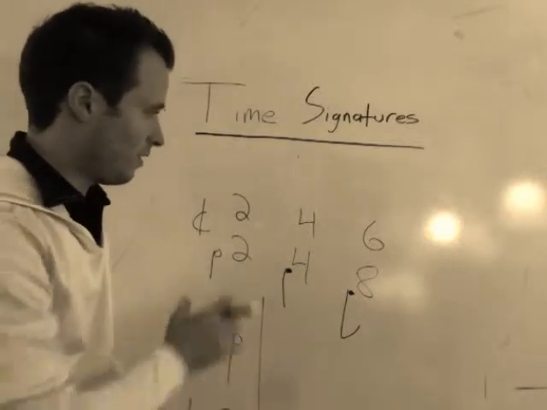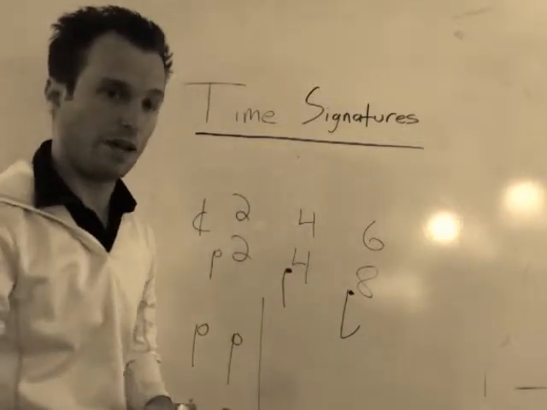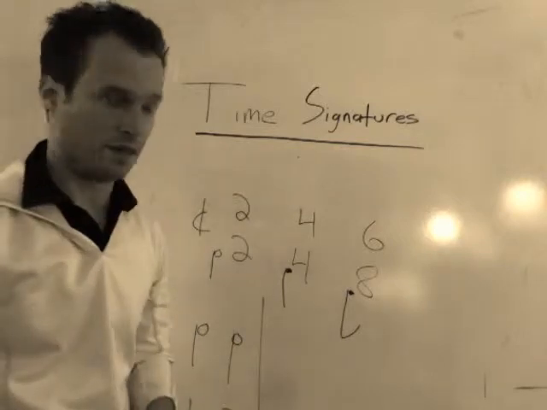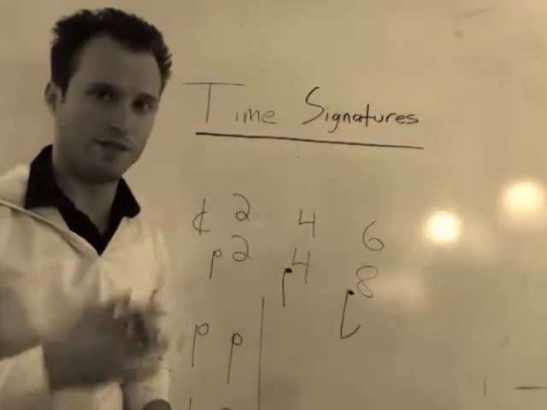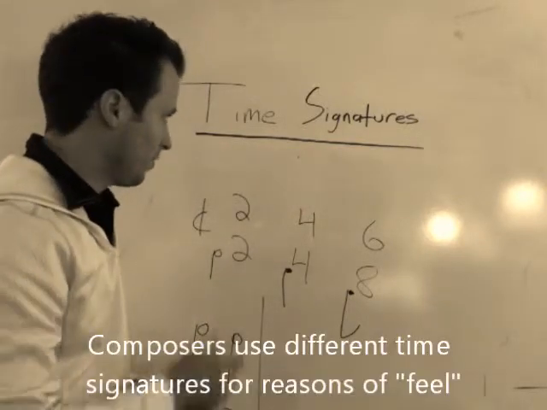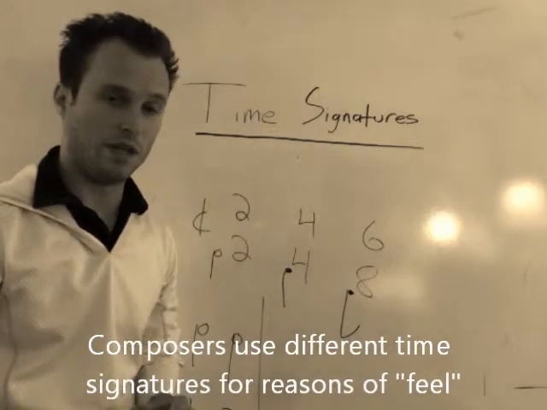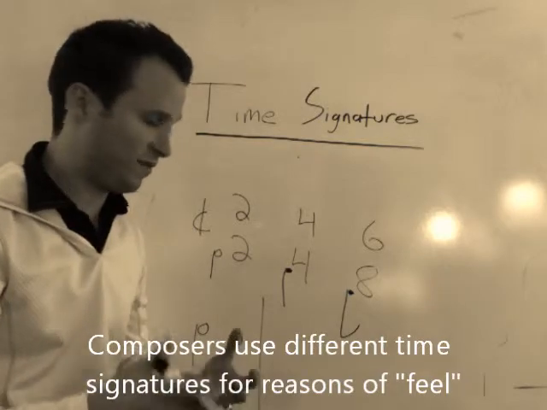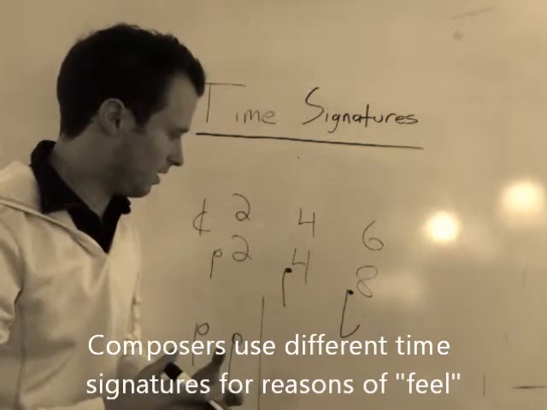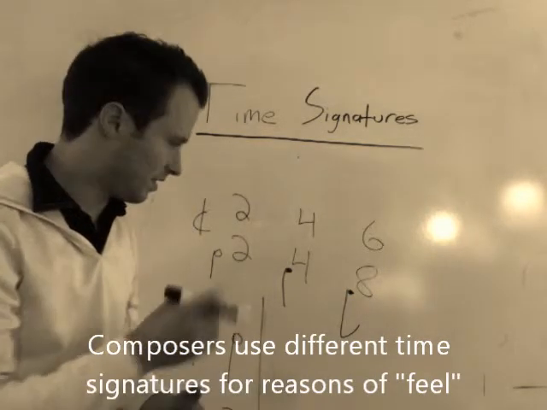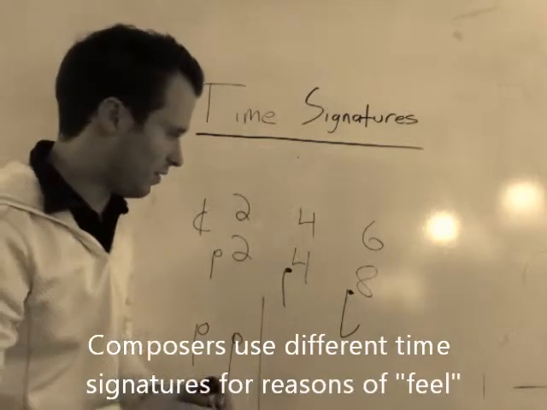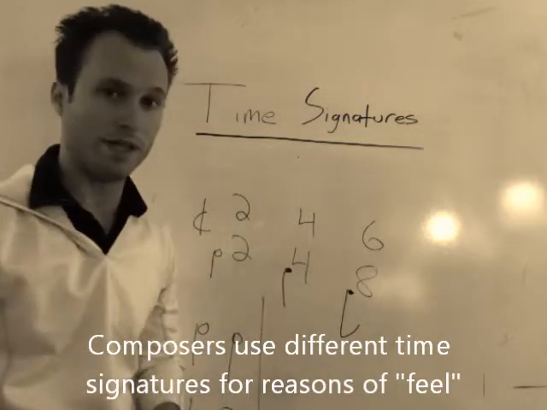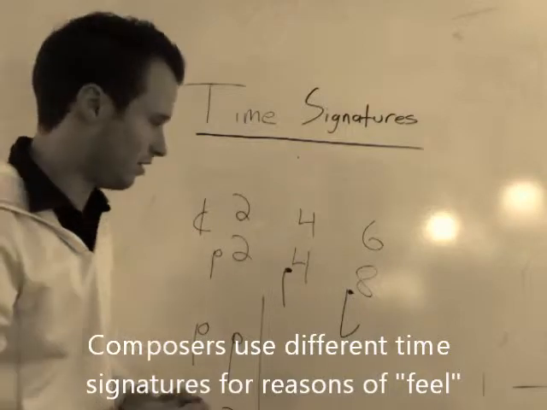So you might ask, why do composers do this? Why do they write in different time signatures? It might seem complicated. The reason composers do this is because certain types of music have a different feel to them. Certain styles have emphasis on certain beats, so it's necessary to assign an appropriate time signature.